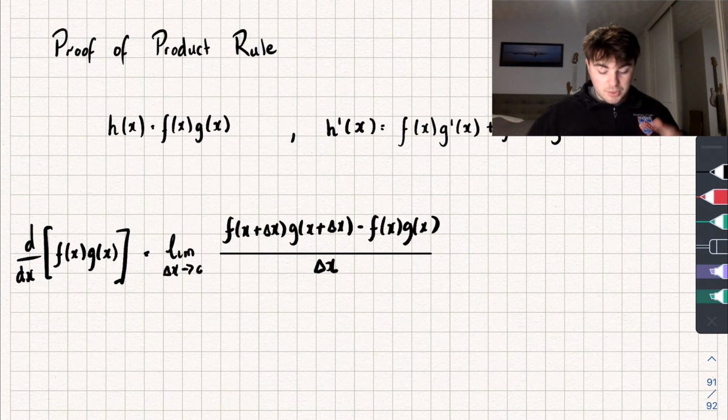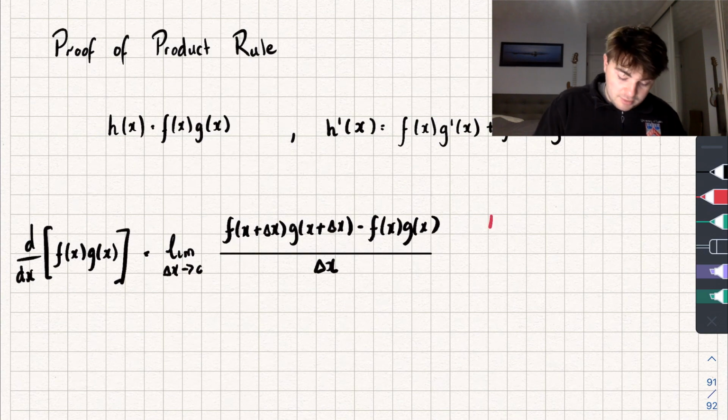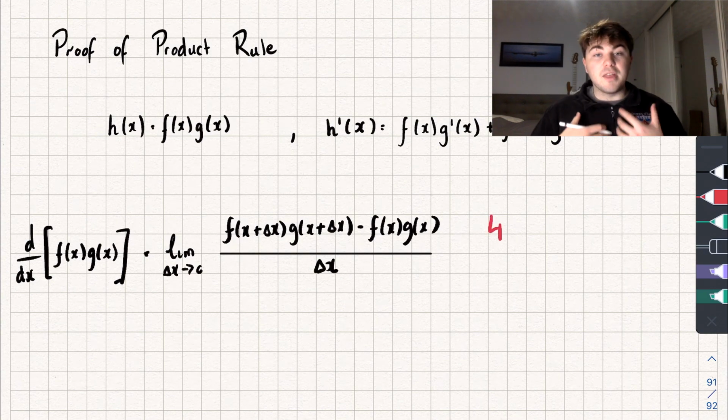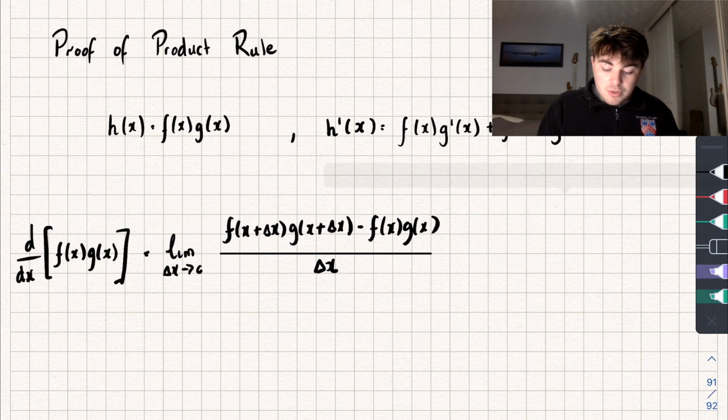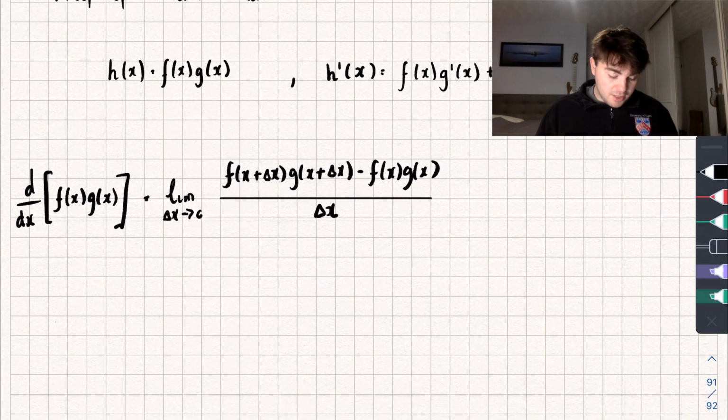Now we can actually utilize a trick in maths. Say as an example I had the number 4, I then add 1 to 4, and then immediately subtract 1. Well, this is still equal to 4 because I haven't added or subtracted anything. I've technically added 0, because 1 subtract 1 is 0, right? And we're going to use this same logic to rewrite this to help us manipulate the algebra a bit.